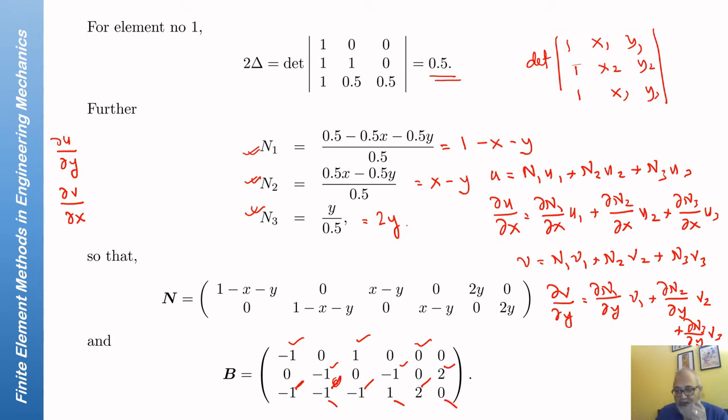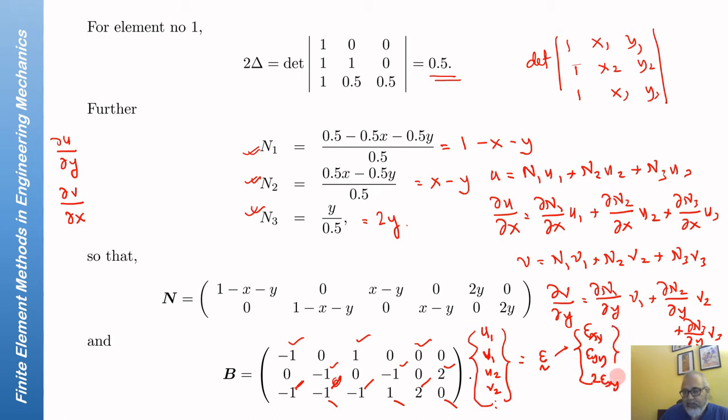So if you have formed the B matrix, then multiplying this with u1, v1, u2, v2, etc. will give you epsilon, which we have defined, remember, as epsilon xx, epsilon yy, and 2 epsilon xy. So this is your strain displacement matrix, and now that you have got N and B, you have all the ingredients required to form the stiffness matrix as well as the right hand side vectors.